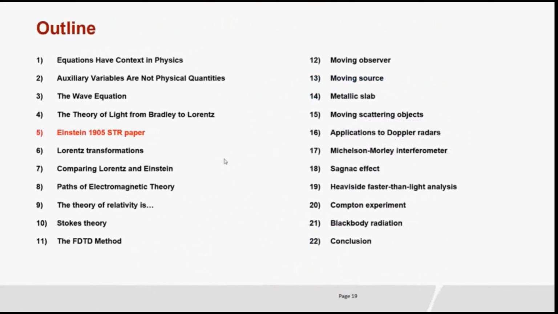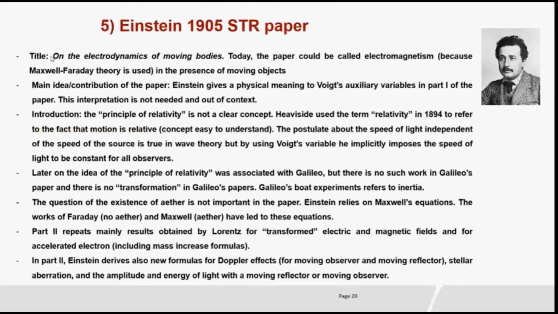So now let's talk about Einstein's 1905 Special Theory of Relativity paper. The title of the paper is On the Electrodynamics of Moving Bodies. So electrodynamics is more about Ampere's and Weber's work about moving charges. But mostly in his paper, he talked about Maxwell's equations. So we could call it electromagnetism, electromagnetism in the presence of moving objects. Okay. What is the main idea or contribution of the paper?